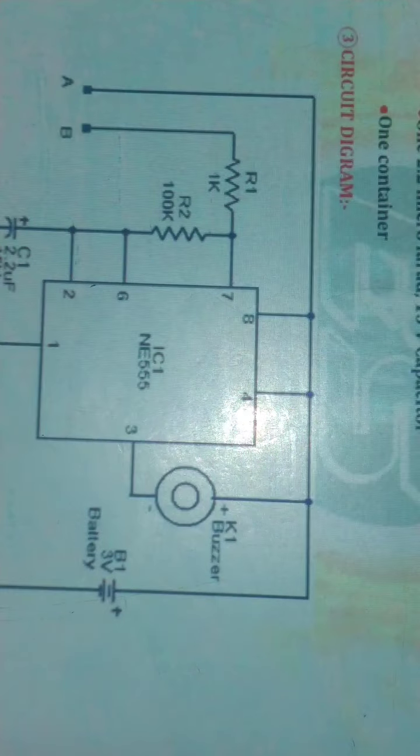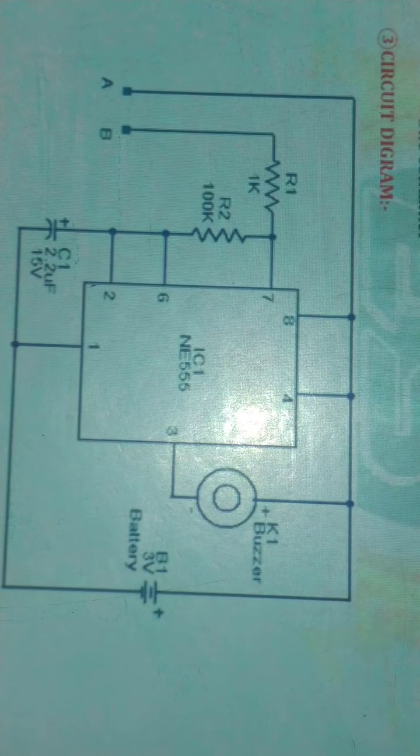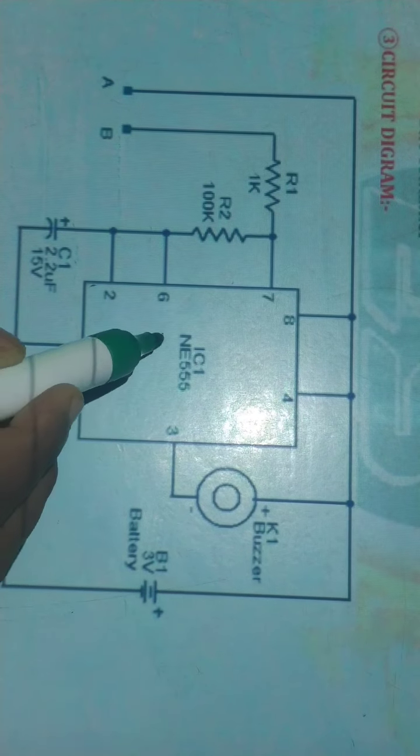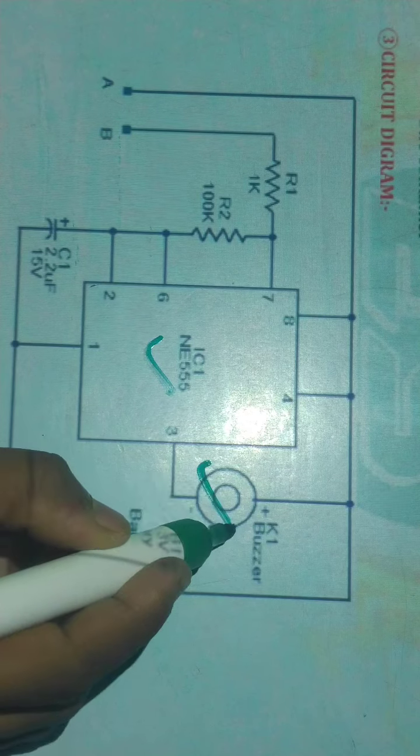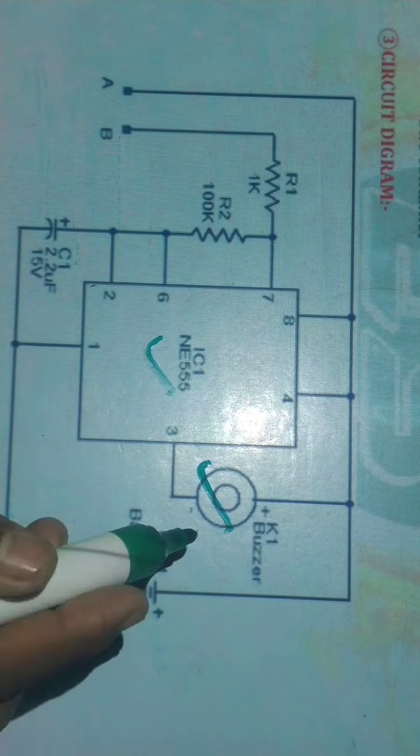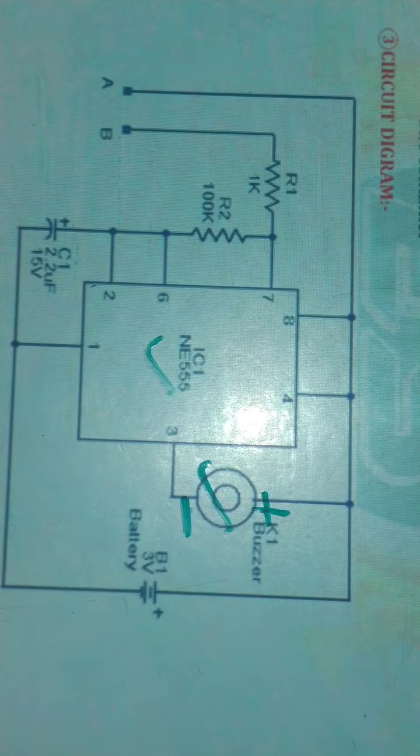Let's move towards our circuit diagram. This is the circuit diagram of water level alarm using 555 timer IC. This is a 555 timer IC which has 8 legs. This 1 2 3, all legs are represented in this figure. This is buzzer. It is also mentioned positive and negative terminal.